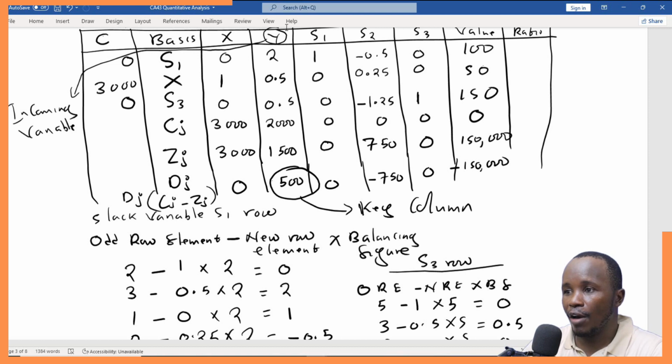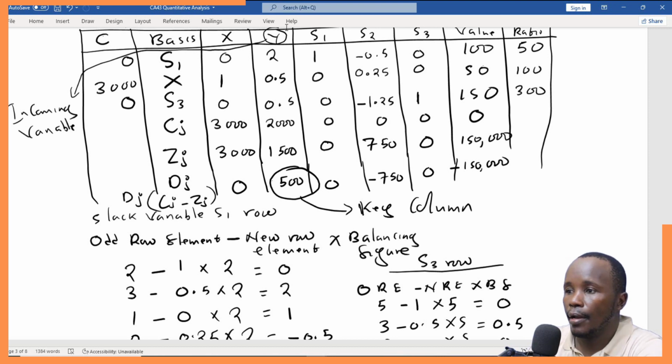So we come and look for our values here, and we divide our values by the coefficients in the key column. So what is 100 divided by 2? This is 50. What is 50 divided by 0.5? This is 100. What is 150 divided by 0.5? This is 300.